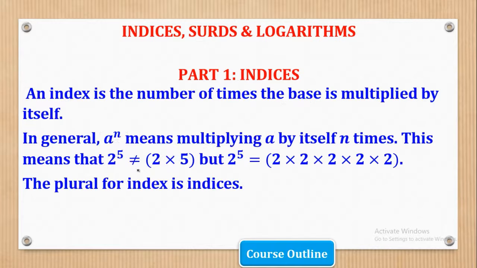So what does 2 to power 5 mean? 2 to power 5 means you multiply 2, this is the base, by itself. How many times? 5 times. That is why you see here 1, 2, 3, 4, and 5. So that is what 2 to power 5 means, and basically that is what indices is all about.